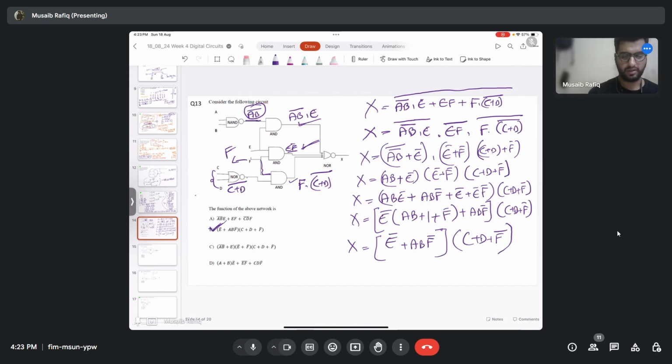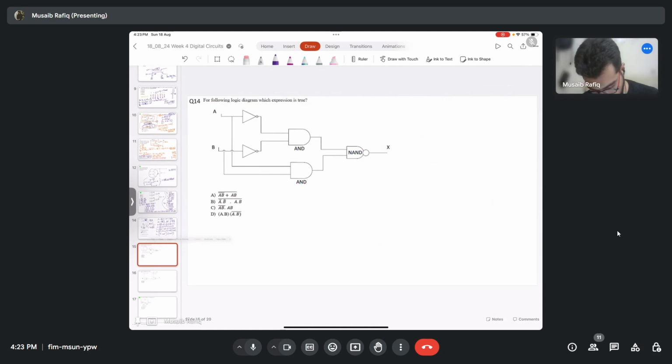This was a simple question. Just needed to be careful with the De Morgan's law, how we apply that, and taking some common terms out, and you have the reduced expression. Then I have question 14. The question 14 asks me to find the logic diagram for.